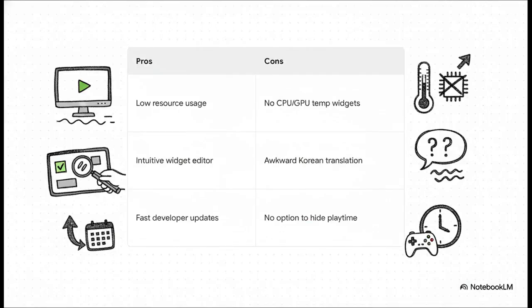But of course, nothing's ever perfect. This review gives us a really fantastic, balanced look. On the one hand, people confirm the resource usage is incredibly low, they praise how intuitive the editor is, and they say the developer is really fast with updates, which is great to see. On the flip side, though, some specific things are missing, like CPU or GPU temperature widgets, the translation can be a little clunky in places, and there's a small annoyance with how it integrates with Steam's Playtime Tracker.